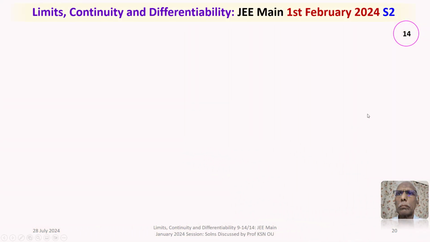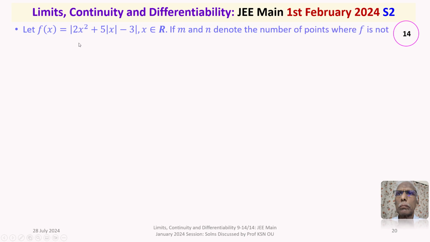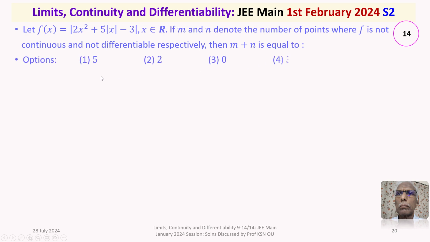This question has appeared in the JEE Main exam held on 1st February 2024 in the second shift. The given question is, let f of x is equal to mod of 2x square plus 5 times mod x minus 3, where x belongs to the set of real numbers. If m and n denote the number of points where f is not continuous and not differentiable respectively, then we are required to find the value of m plus n. And we are given 4 options.